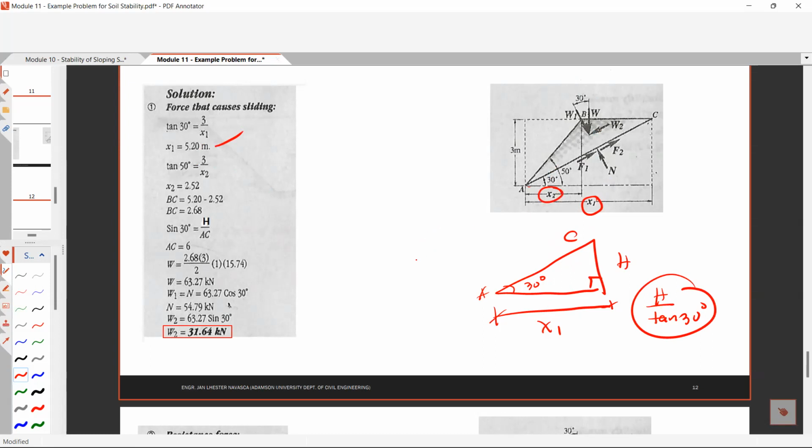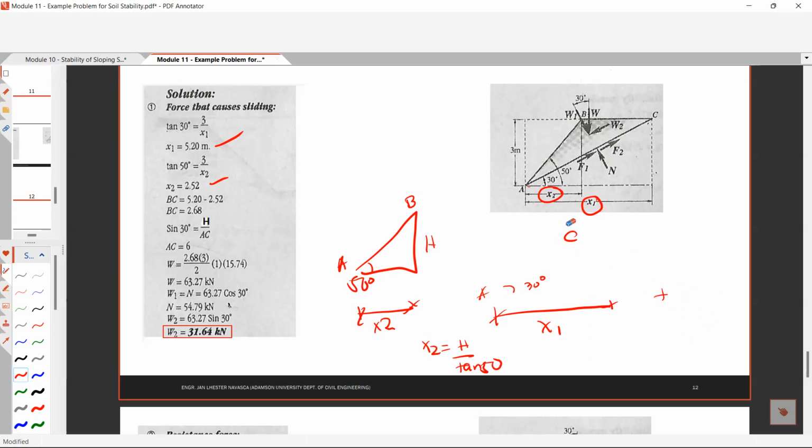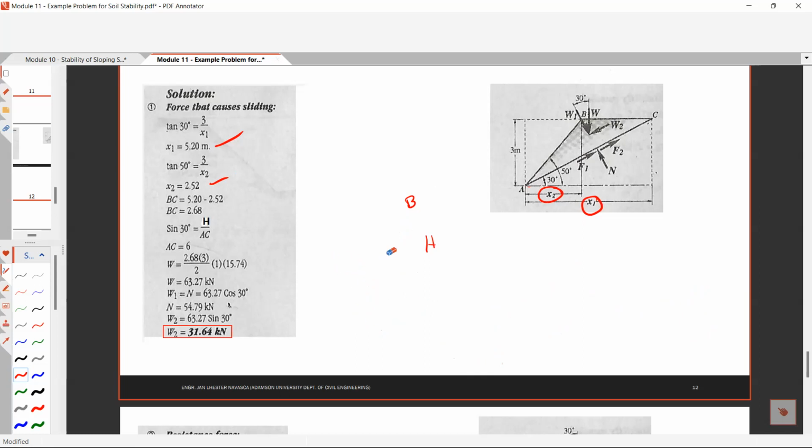To find that x2, consider this triangle. Okay. So this is now 50 degrees. This is AB. And this is x2. And this is h. Therefore, your x2 is equals to h over tangent 50 degrees, which is exactly this one. Okay? Then, we can now solve for BC. Yung BC natin is the difference of x1 minus x2.